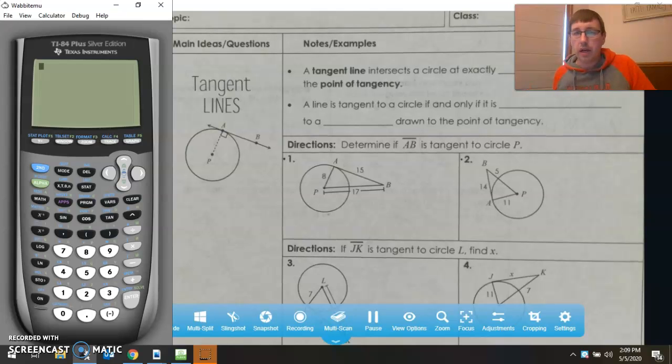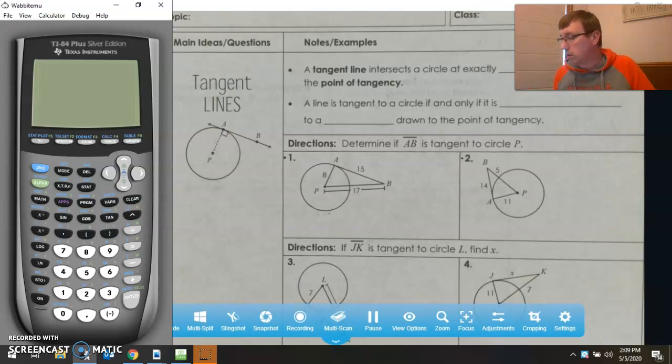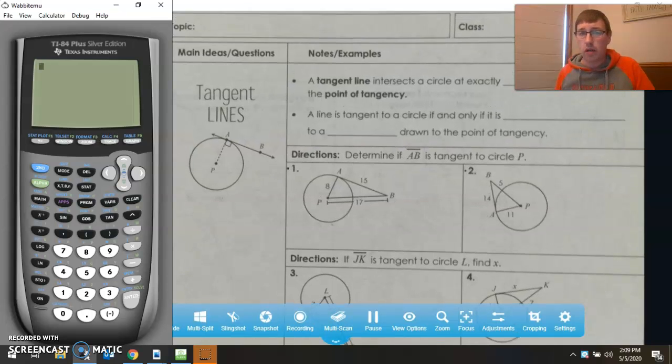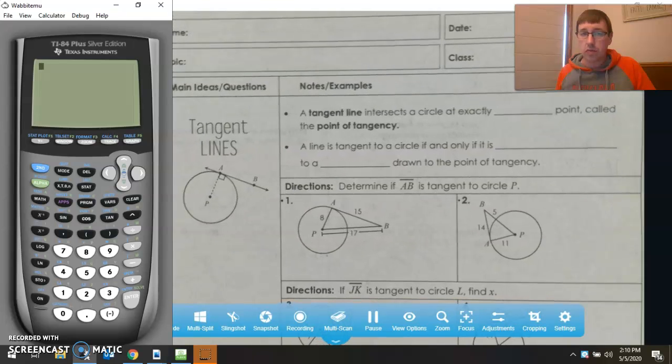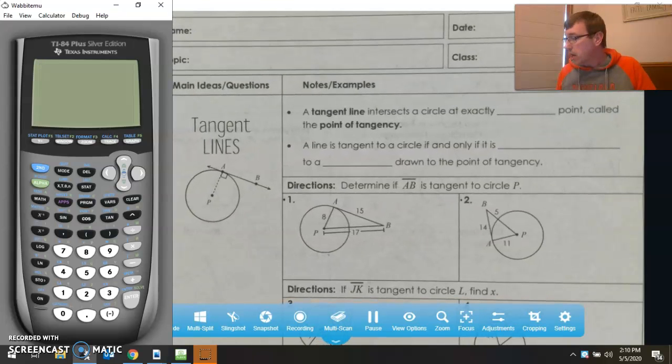Good morning, everybody. We are going to continue our videos on circles, and we've talked about secant and tangent lines, how they intersect and the side lengths for those, but now we're going to talk mainly about tangent lines and how they work in circles. So we've got a couple notes and examples here.